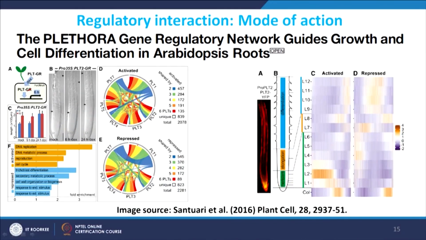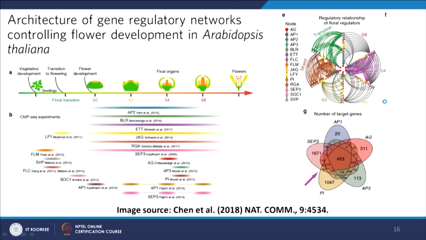But through this global analysis, there was a very interesting observation here: all the activated genes, if you look here, are expressed in the meristematic domain. Which means that in the meristem domains, the genes are mostly getting activated, whereas repressed genes are mostly expressed in the elongation domain. So, by doing this kind of expression or genetic network analysis, you can predict genetic regulation.